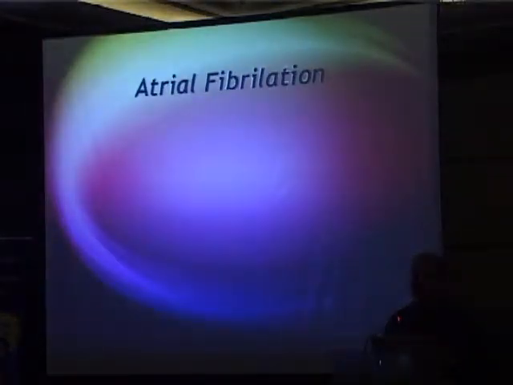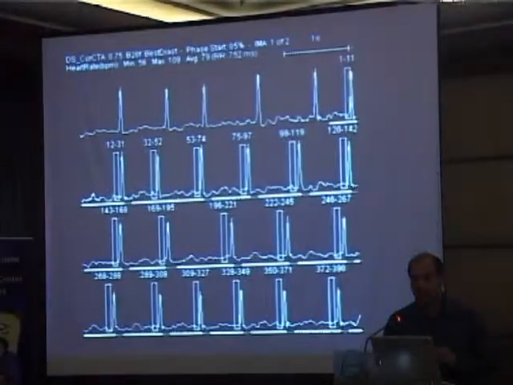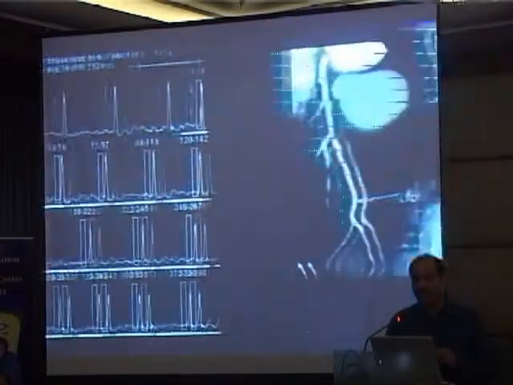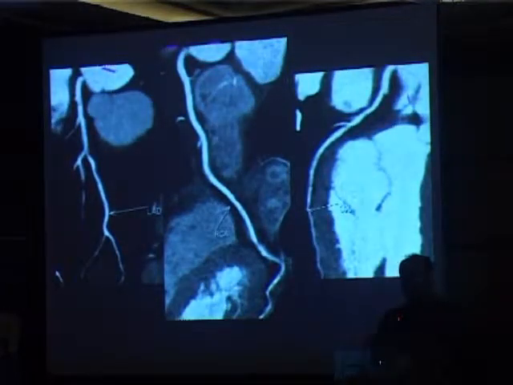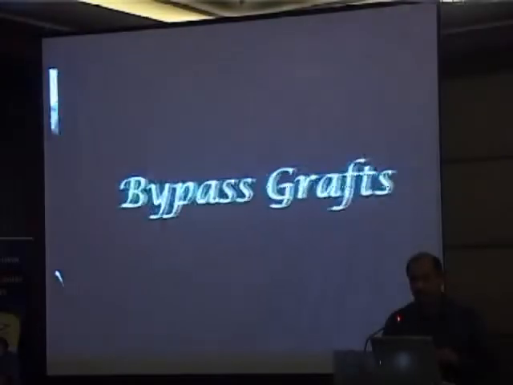Atrial fibrillation is something which is an absolute no-no with single source CT. Here's the ECG, no P waves at all. And look at the CT angio images, absolutely beautiful.